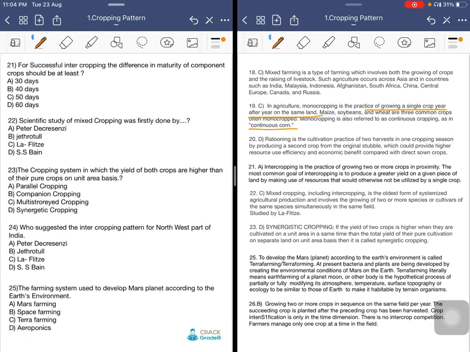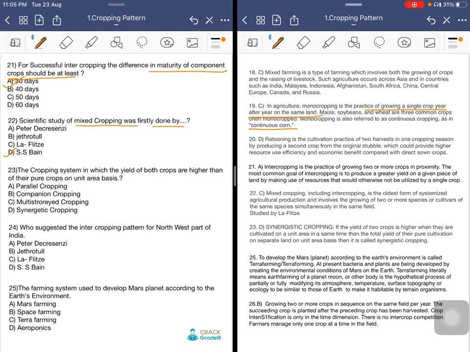Next: for successful intercropping, the difference in maturity of the component crops should be at least 30 days. Scientific study of mixed cropping was first done by whom? The answer is D, that is SS Bain. SS Bain was the first person who studied multiple cropping.